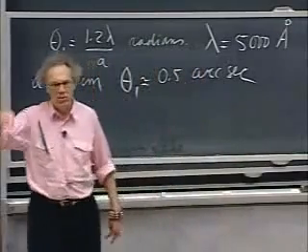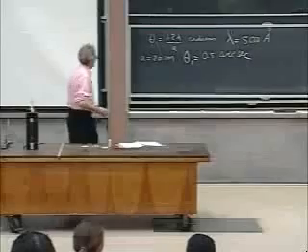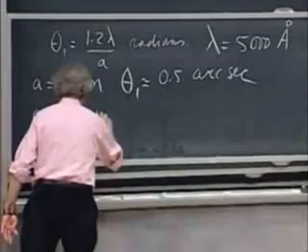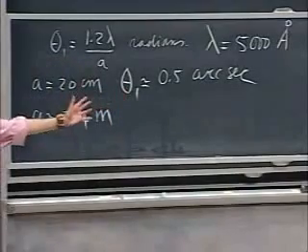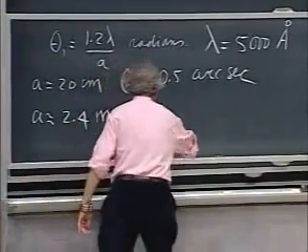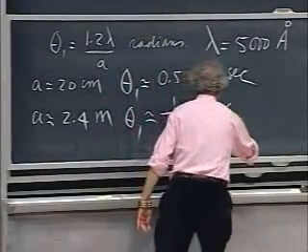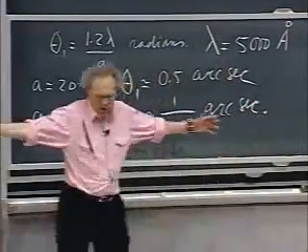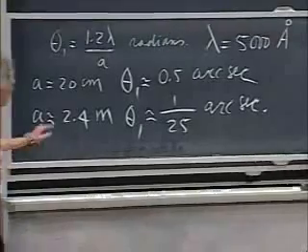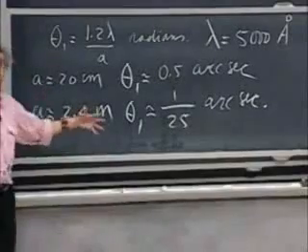An arc minute is 1/60th of an arc degree, and an arc second is 60 times lower than that. And so if A were a 2.4 meter telescope, that's a real biggie, then theta 1 would be approximately 1/25th of an arc second. So the larger you make your telescope, the better angular resolution you would have. This angular resolution is 12 times better than this one, because A is 12 times larger.